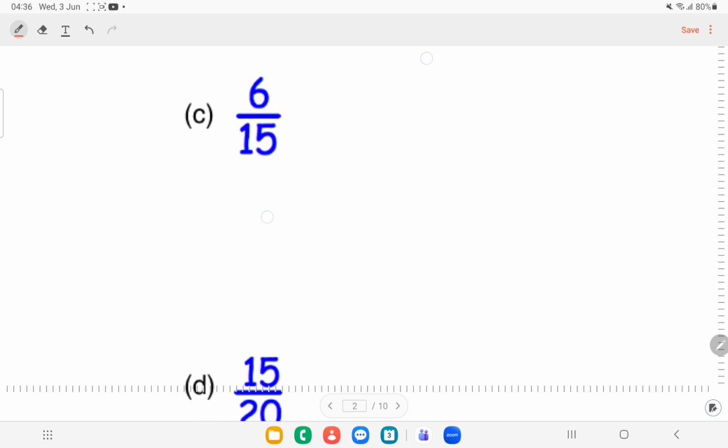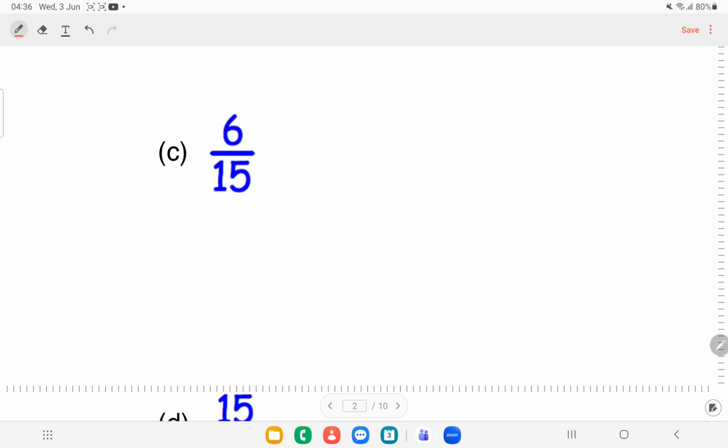Look at this question. 6 over 8. So, sorry, 6 over 15. This number is an even number, but this 5 is not an even number, so we will not divide by 2. Now we will consider 3. You know, we get 6 in the table of 3, where 3 2s are 6 and 3 5s are 15.